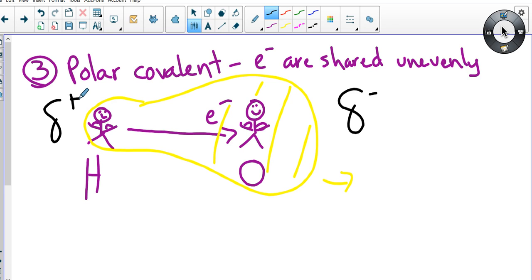So these little things, this is the positive pole, or it's called a dipole. Dipole just means there's two poles, 1, 2. Positive pole, it's also called a dipole. This is the negative pole.